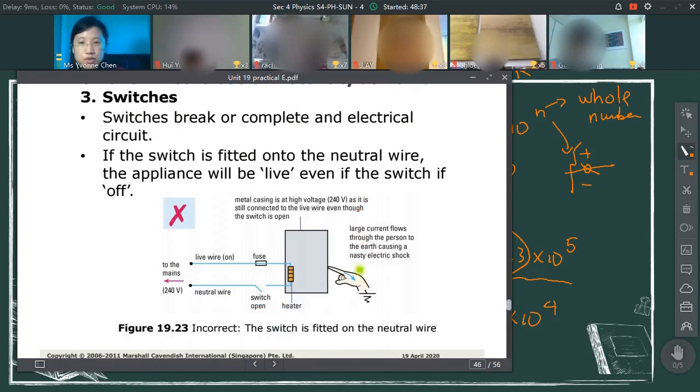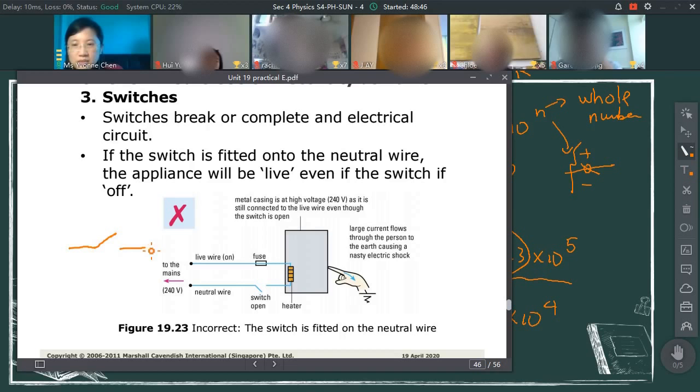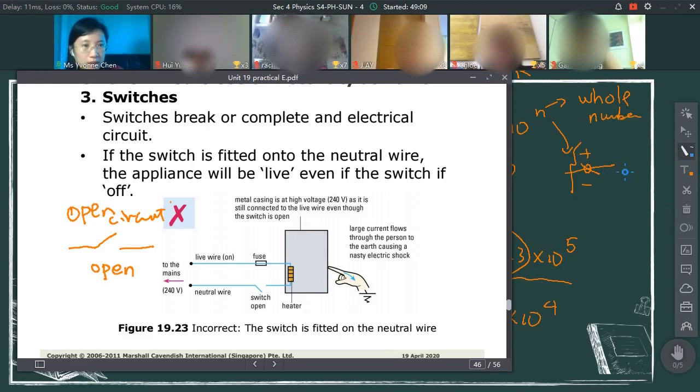Okay, now I'll talk about switches. You remember the symbol for switch, something like this. This means the switch is open, and we always have the switch break or complete the electrical circuit. So in this case, it will cause an open circuit. If you close it, I use another color marker, then it becomes a closed circuit. We use switch to open or complete the electrical circuit.